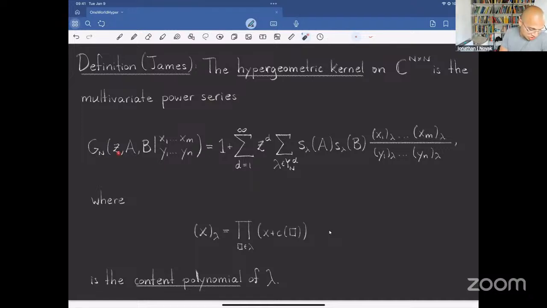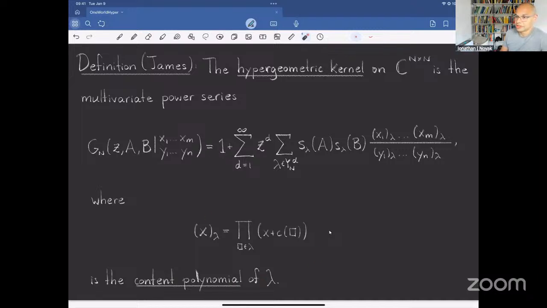All right, so GNZAB, these are the variables in this function, and x1 through xm and y1 through yn are parameters. And here is Cauchy's multivariate generalization of the geometric series. And then I just introduce these coefficients, which are defined in terms of these parameters, and some generalization of the Pochhammer polynomial. And that generalization of the Pochhammer polynomial is called the content polynomial of a Young diagram.